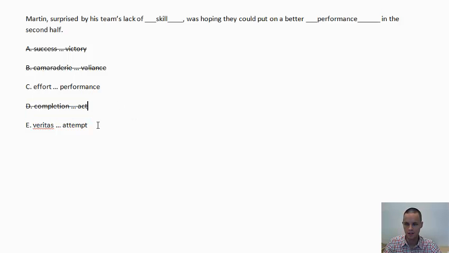And then E, veritas. Veritas means truth, and evidently it's supposed to be capitalized. Veritas means truth, and that's not exactly what we're looking for. So through process of elimination, we can find that the answer is C.